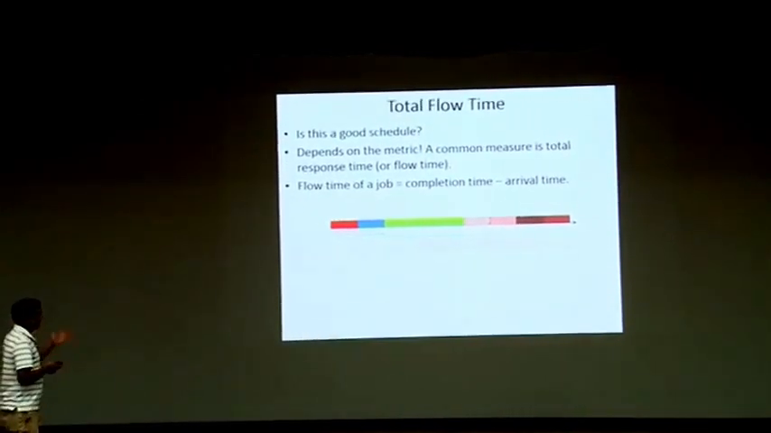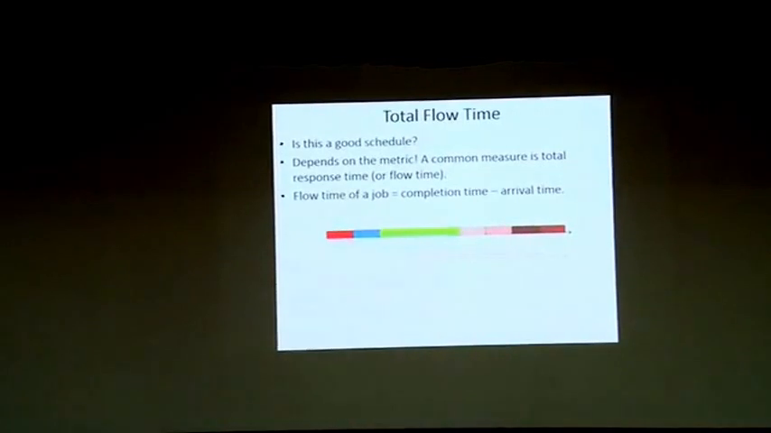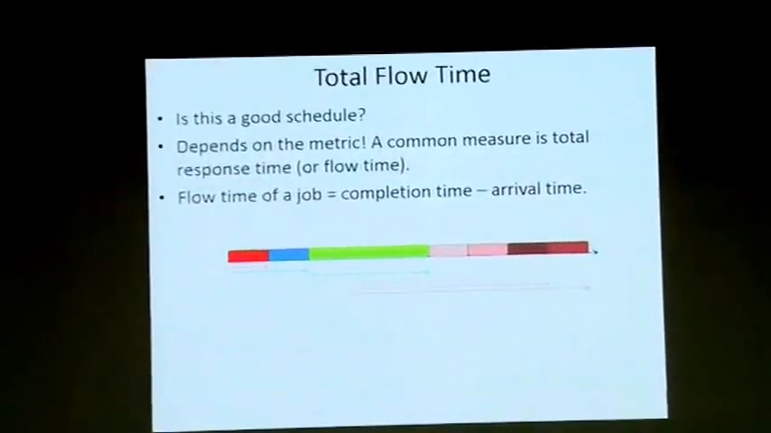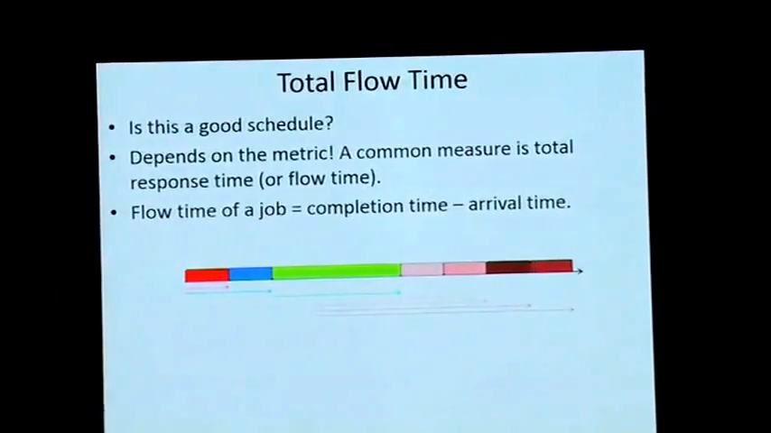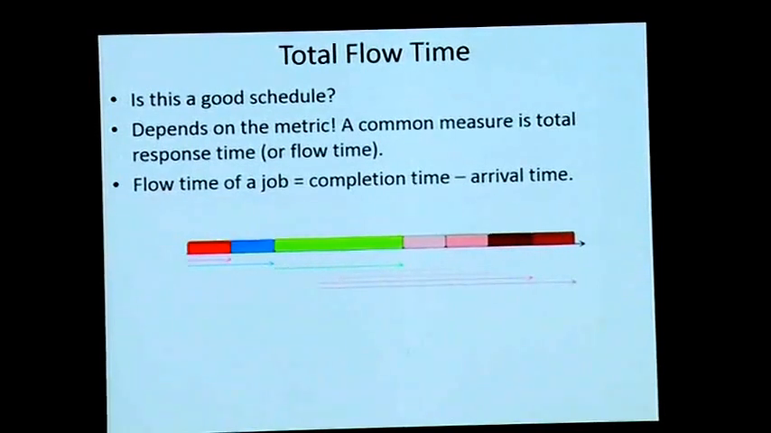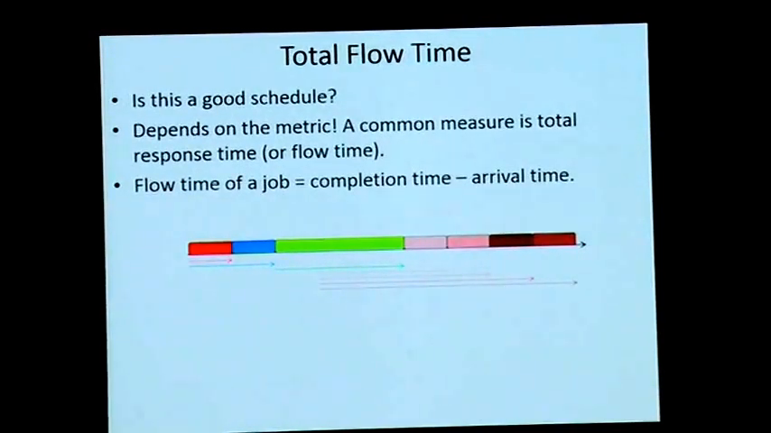It would be one which would try to minimize the total response time, right? That could be one metric. We call these response times flow times, and the flow time of a job is just the difference between the completion time and its arrival time. It completes at a certain time, it arrives at a certain time. This difference is its flow time.